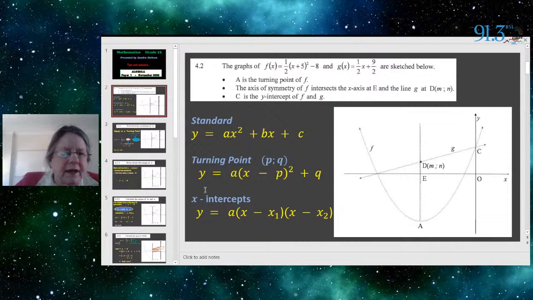And then just additional information. If they gave us the x-intercepts, in other words, if we look at our picture on the right, they gave us that coordinate over there and that coordinate, we would use this formula, y equals a(x minus x1)(x minus x2). And you should immediately see that if we multiply this out, we will get this equation over here.